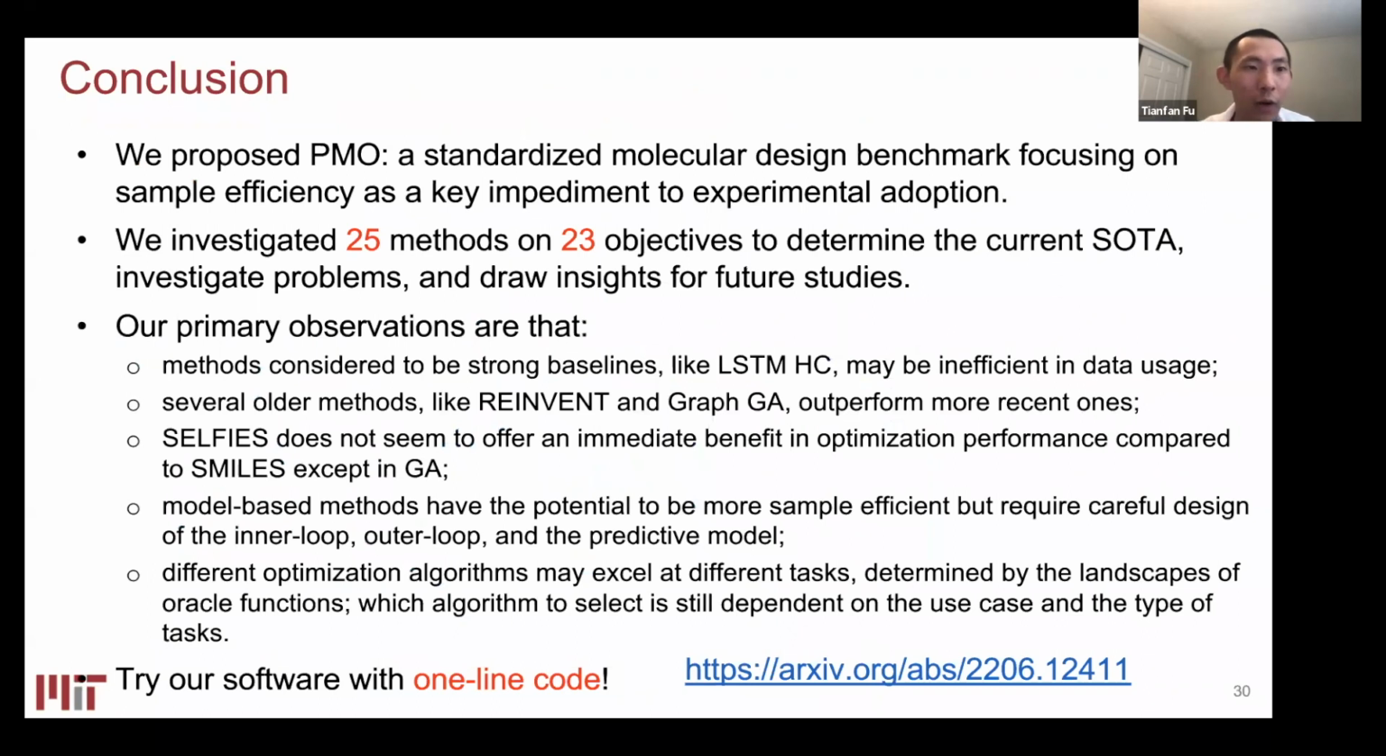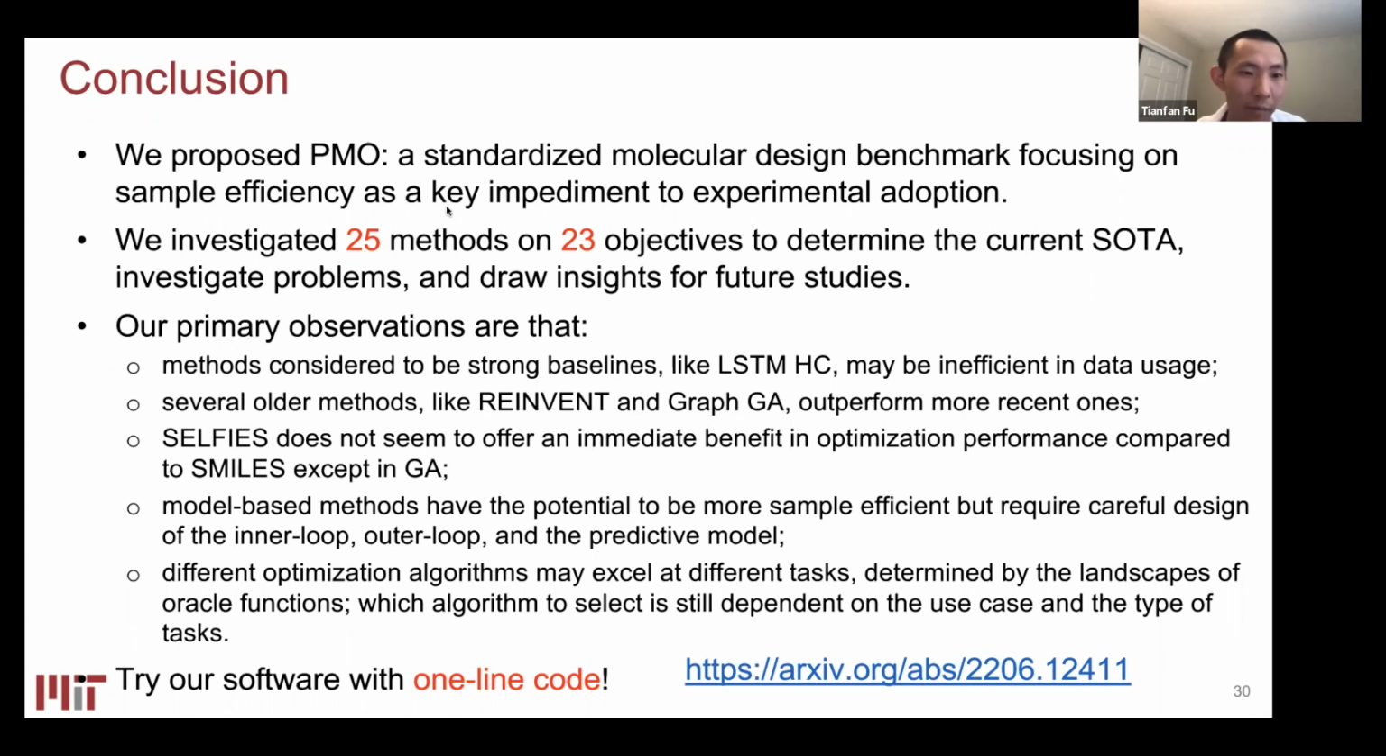Finally, we conclude our paper. Firstly, we propose a practical molecule optimization benchmark, which is a standard molecule design benchmark, focusing on the sample efficiency as a key impediment to experimental adoption. We investigate 25 methods on 23 objectives to determine the current cutting-edge method, investigate problems, and draw insight for future study. We have the following primary observations.